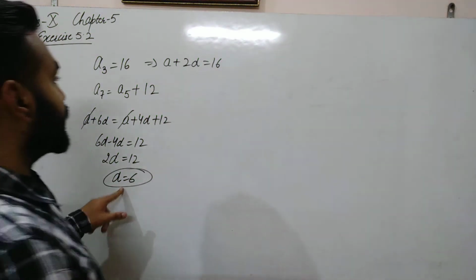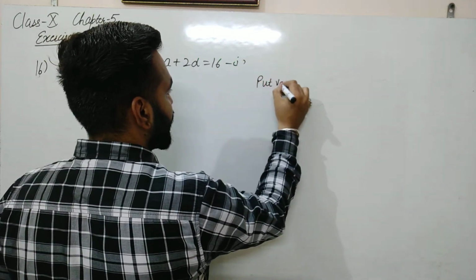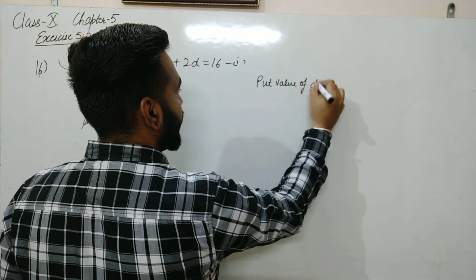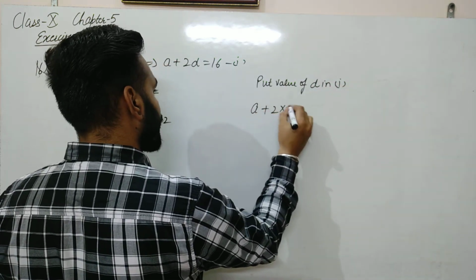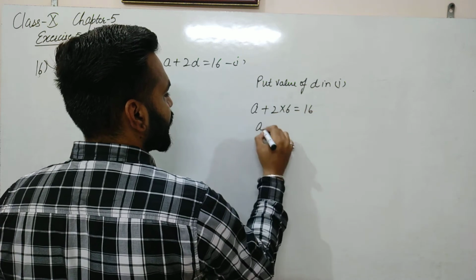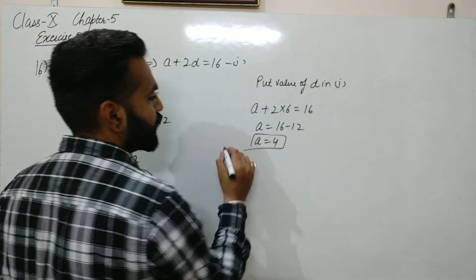Now put this value of D here. Let us say this is equation 1. So put the value of D in equation 1. So A plus 2 into 6 equal to 16. A will be 16 minus 12. A is equal to 4.